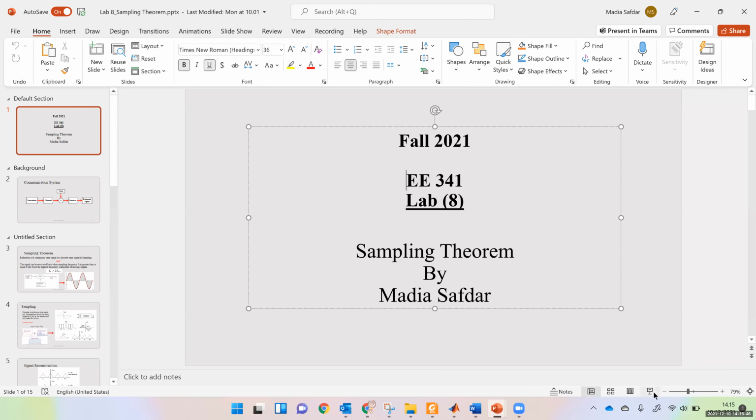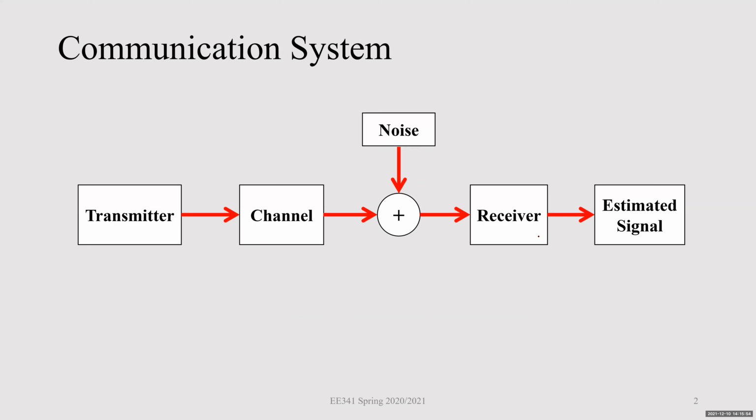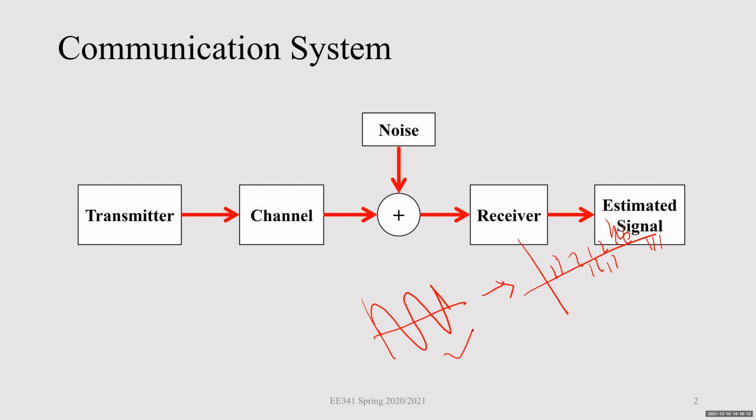In lab number 8, we did the sampling. So we studied about the sampling theorem. Sampling is actually discretization of a time domain signal. Getting the discrete version of a continuous signal is known as sampling.